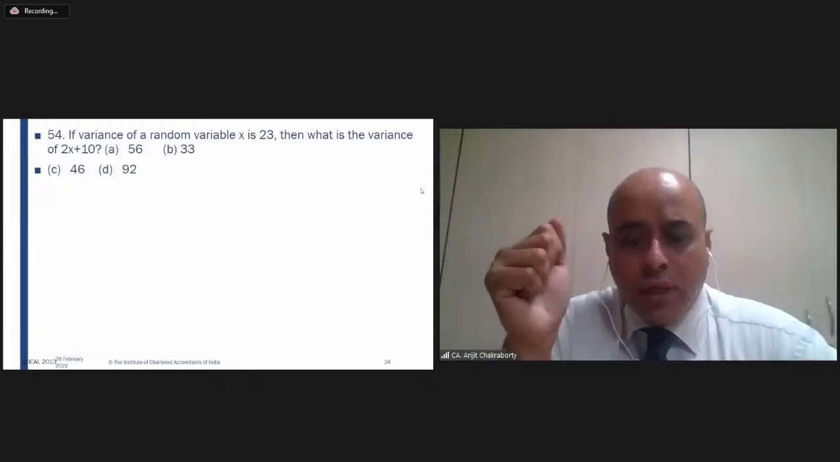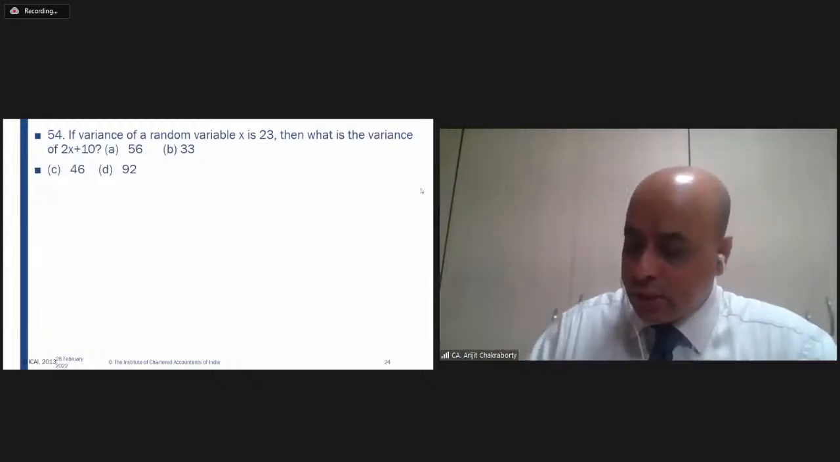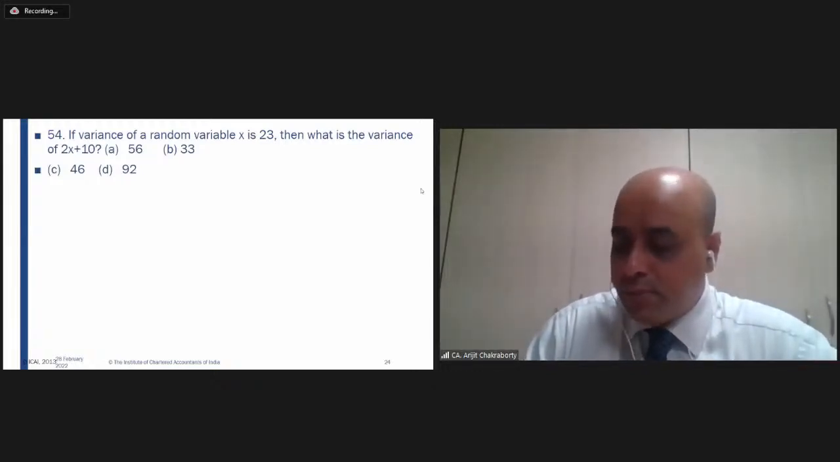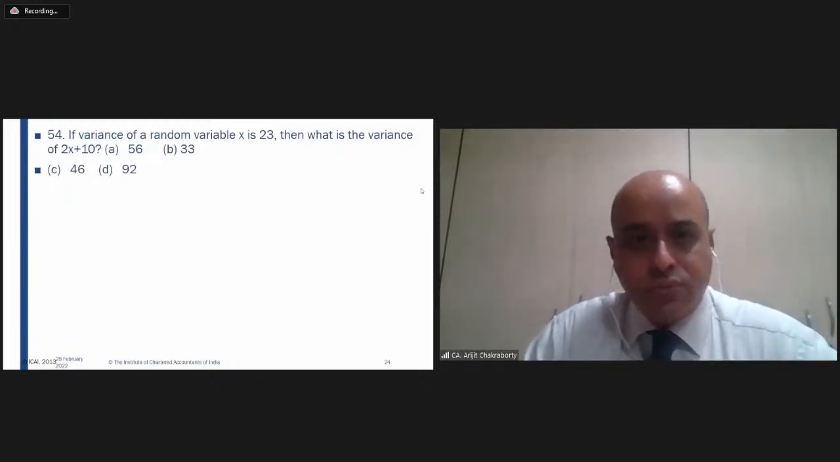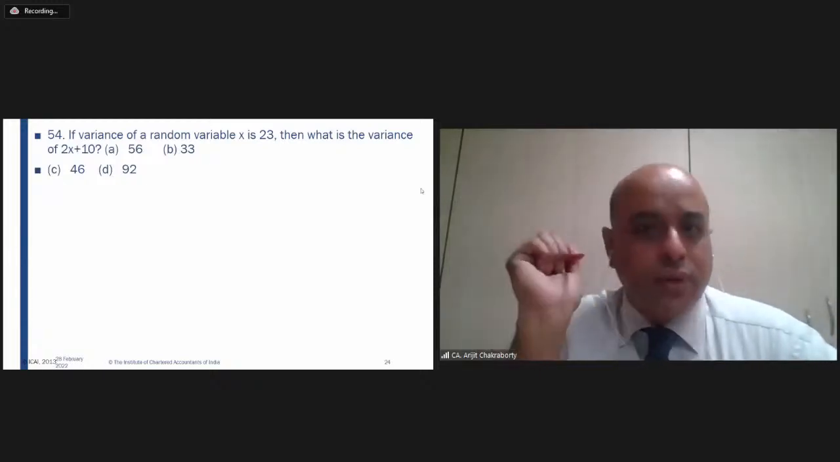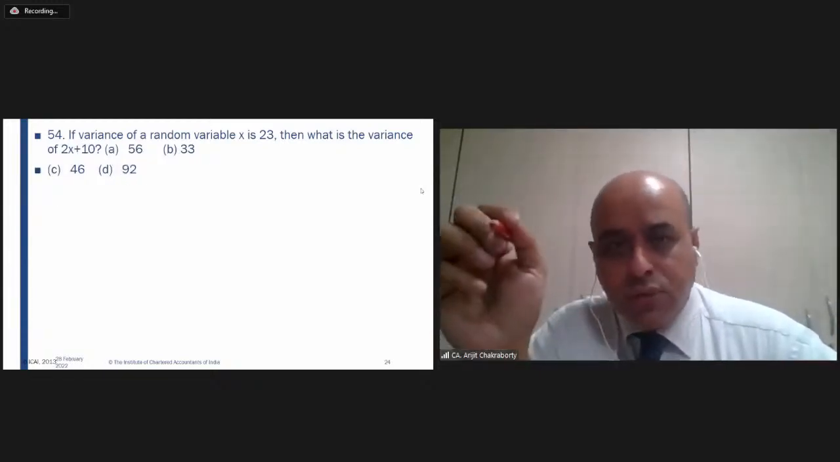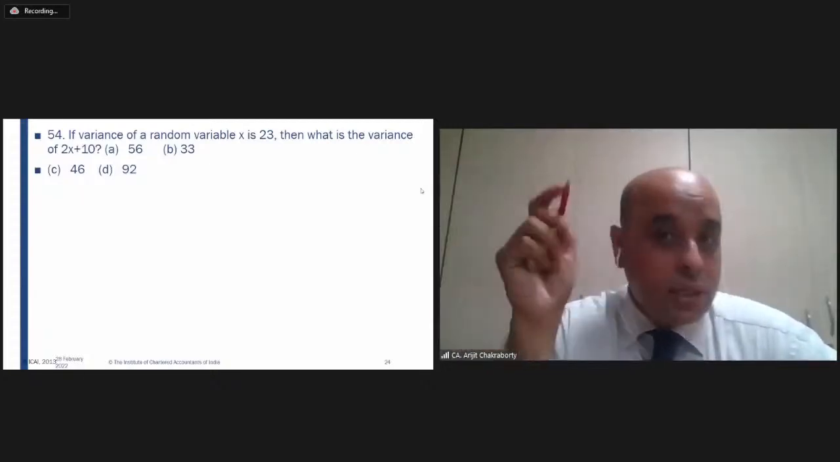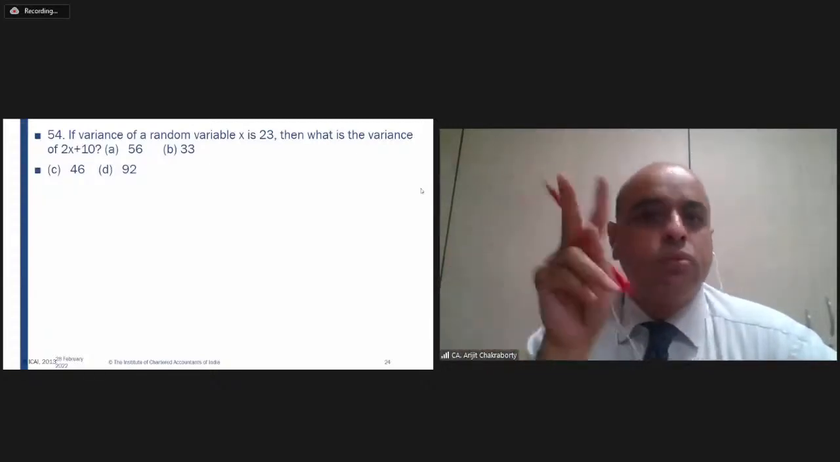Now we have seen the formula in the earlier example which we were discussing. If Y is equal to A plus BX, then the standard deviation of Y will be mod B into standard deviation of X. In other words, the variance of Y is equal to B square into the variance of X. Here the variance of X is 23. B is how much? The equation is 2X plus 10, Y equal to 2X plus 10. So here B is 2.